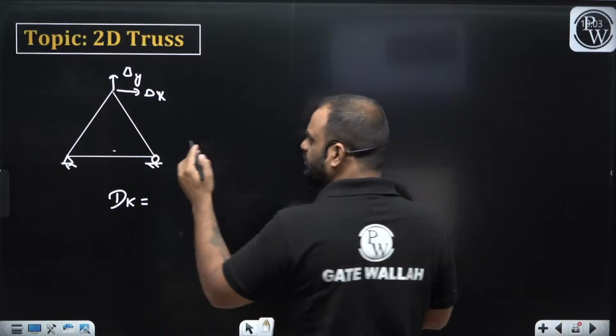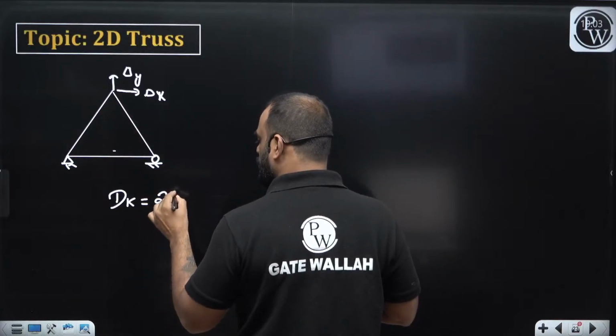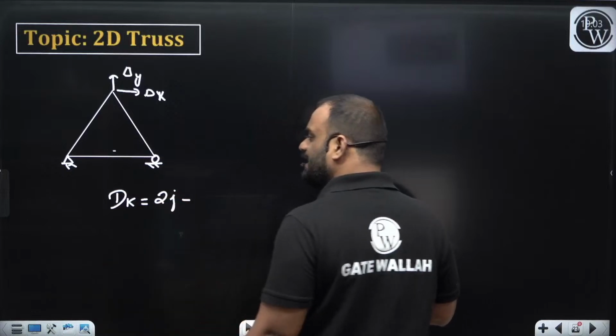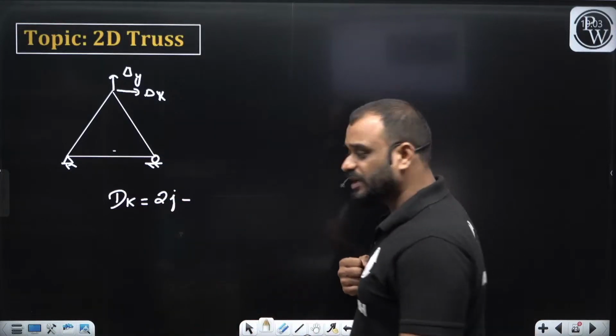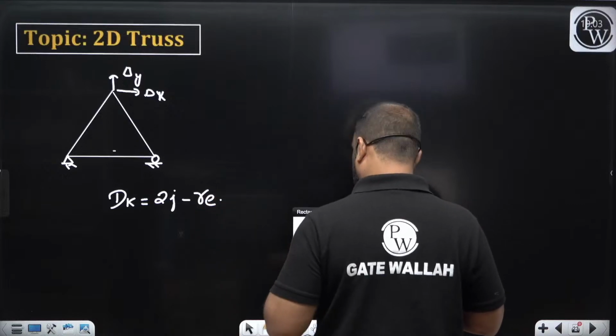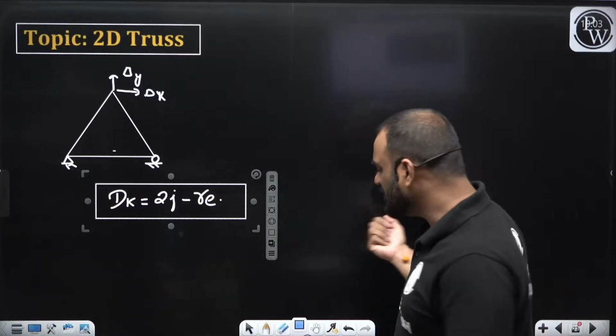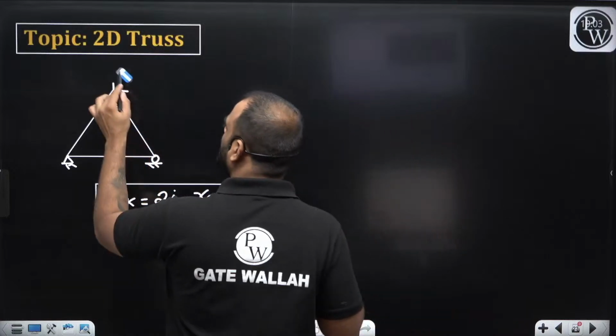So if J is the total number of joints, then what will be our formula? 2J. And if the external support reaction is RE, we can write 2J minus RE. This will be our formula to calculate the value of DK in the case of a truss. Very, very simple, guys. 2J minus RE.